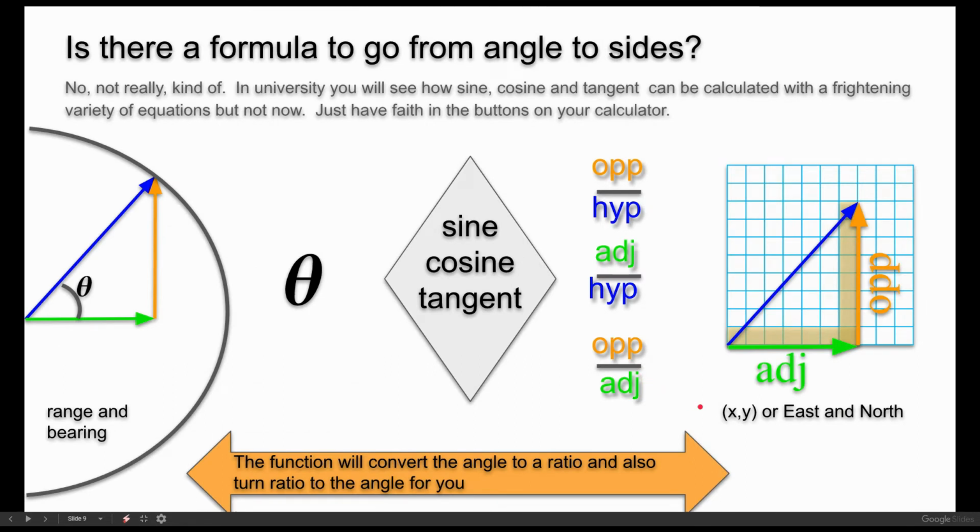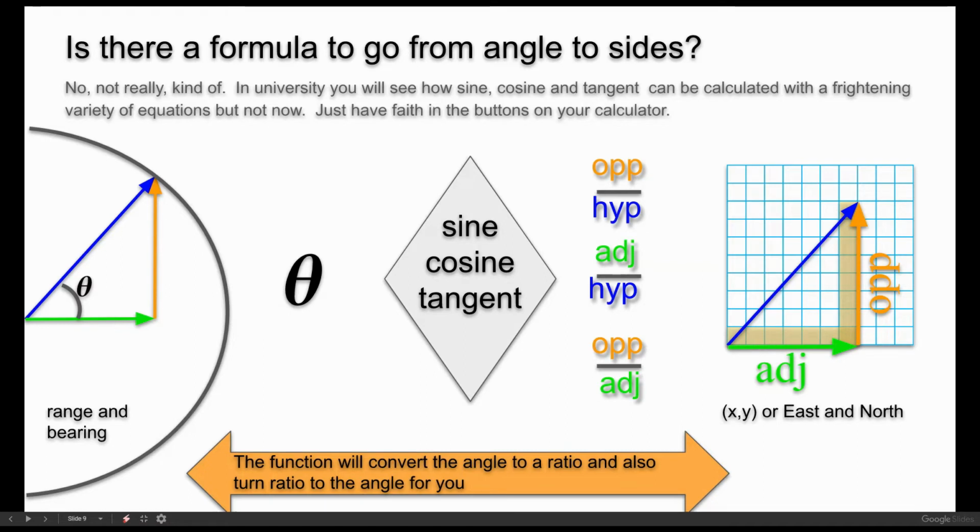Is there some formula that lets us take the 1-to-1 triangle that we know would have a 45-degree angle and actually convert it to the angle? And the answer is not really. The sine and the cosine and the tangent formulas are more or less infinite.